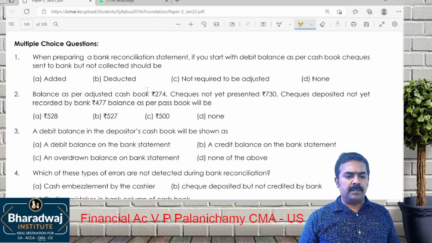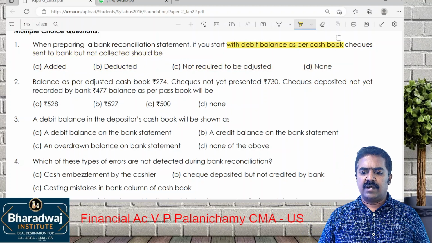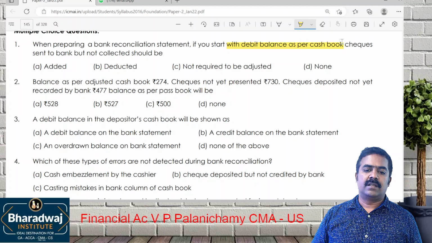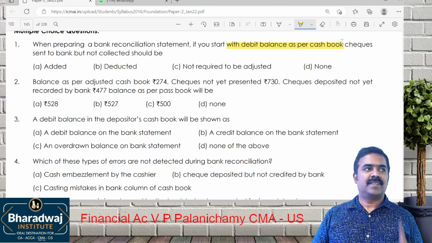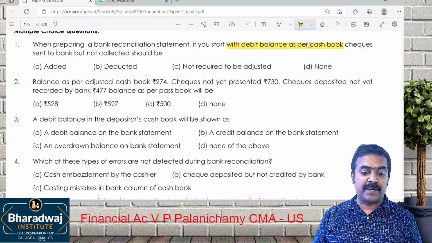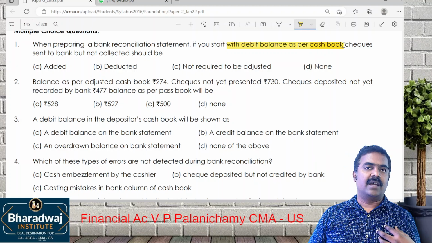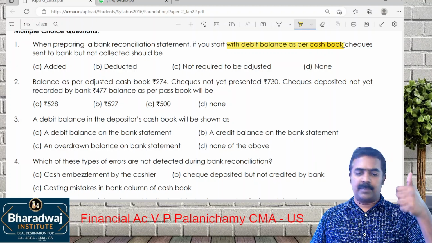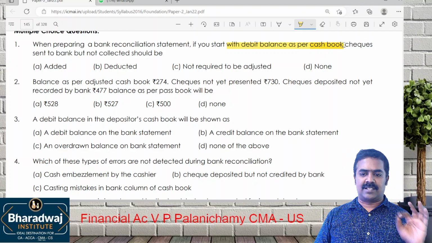While preparing BRS, if you start with debit balance as per cash book, is it a normal balance or OD balance? Debit balance as per cash book is a normal balance. Now, who are we? Customer. We have to adjust according to the bank.